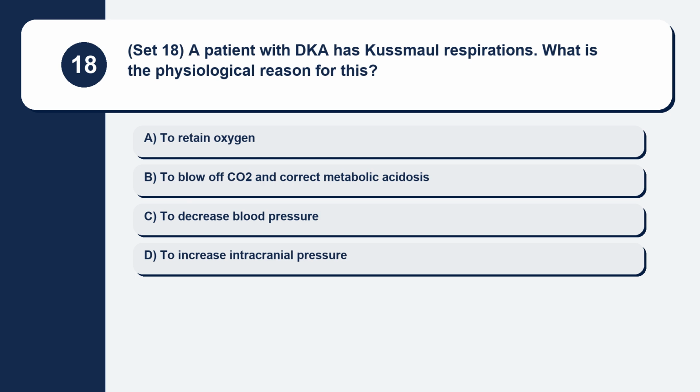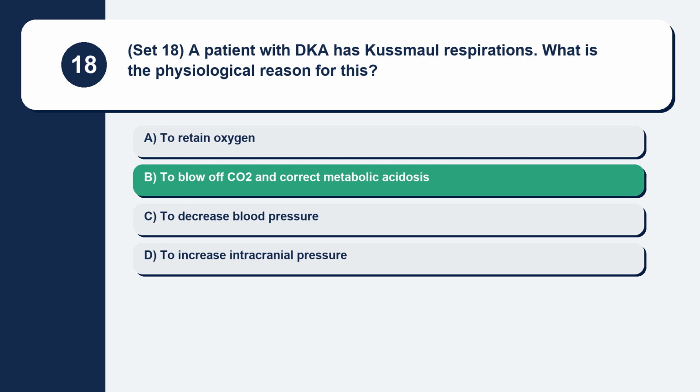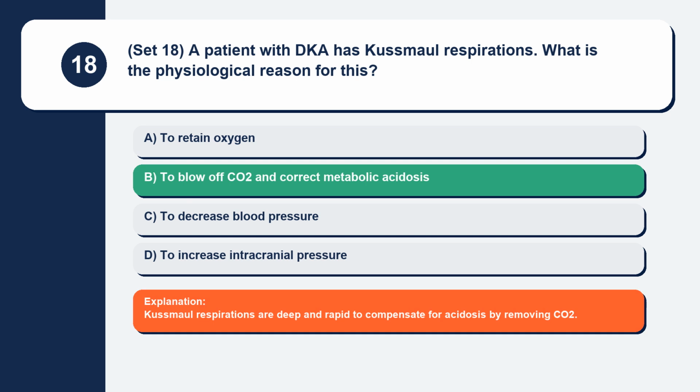Question 18. Set 18. A patient with DKA has Kussmaul respirations. What is the physiological reason for this? To retain oxygen, to blow off CO2 and correct metabolic acidosis, to decrease blood pressure, to increase intracranial pressure. Kussmaul respirations are deep and rapid to compensate for acidosis by removing CO2.